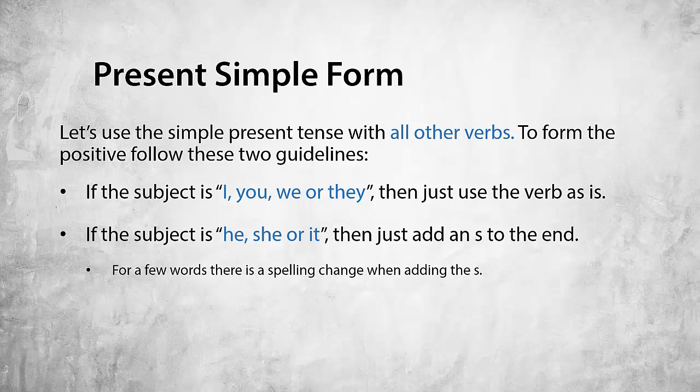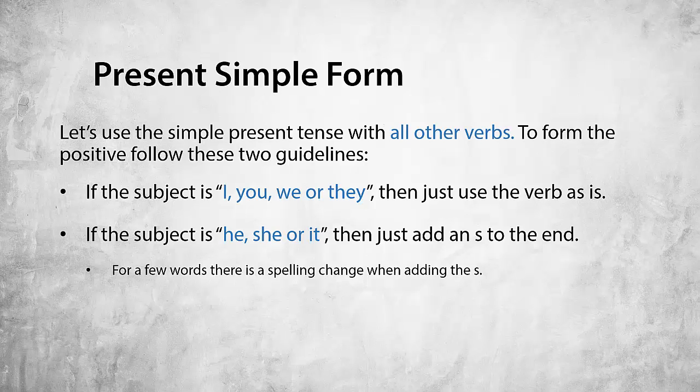So if we take, for example, the verb walk, I walk, you walk, we walk, they walk. You just use it as it is. But if you say he walks, you add an s to the end. She walks or it walks, you have to add an s.